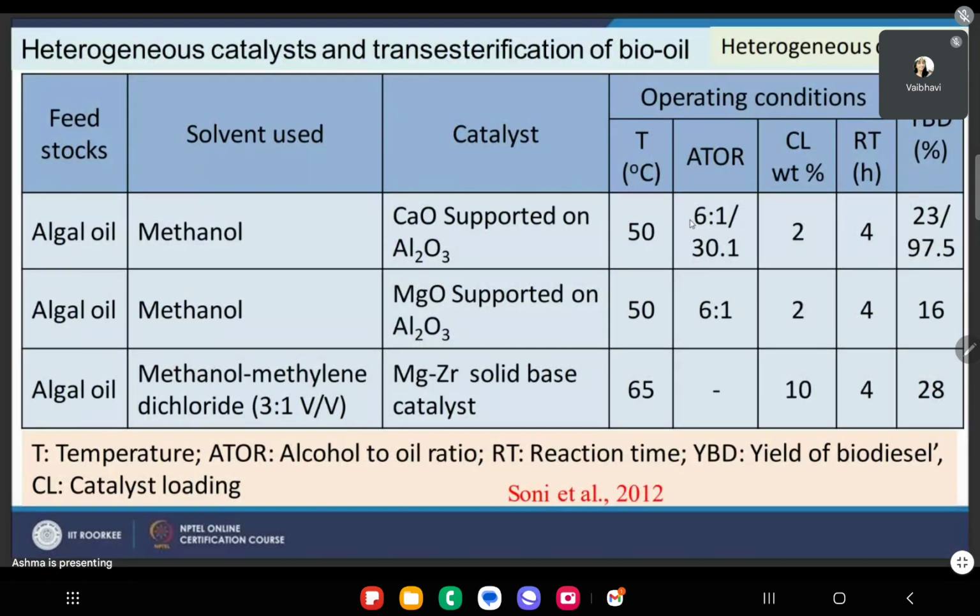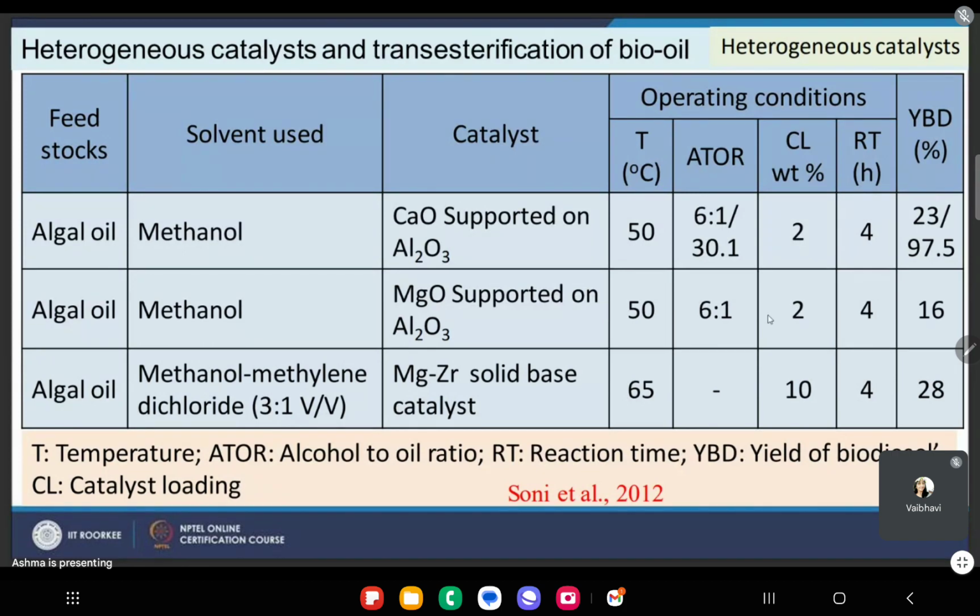Next is heterogeneous catalyst and trans-esterification of bio-oil. So we can use different catalysts. For first, the solvent used is methanol and the catalyst is calcium oxide supported on aluminium oxide. Here the temperature is kept at 50 degrees centigrade, and the yield can be 97.5%.